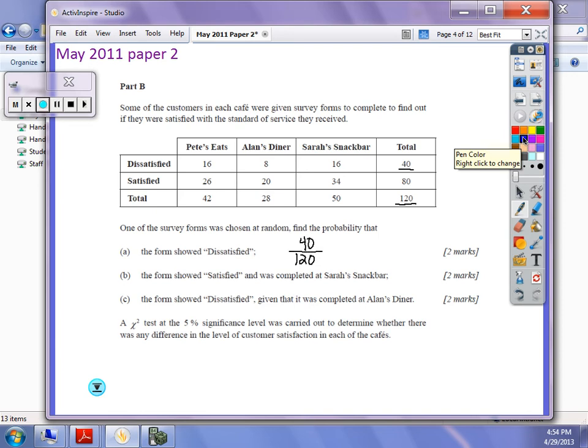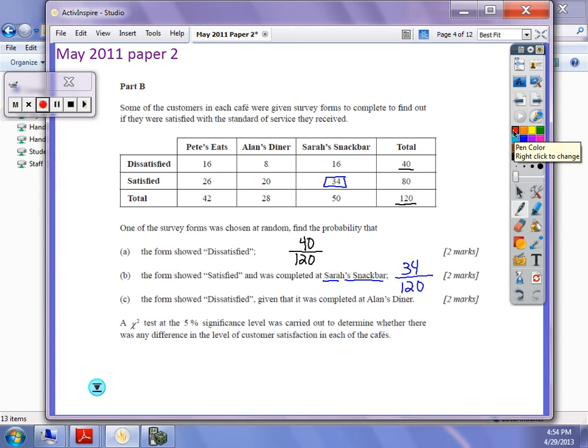In Part B, we're asked to find the probability that we are satisfied, and the form was completed at Sarah's snack bar. So how many forms were satisfied that were completed at Sarah's snack bar? That would be 34 out of 120 total customers.